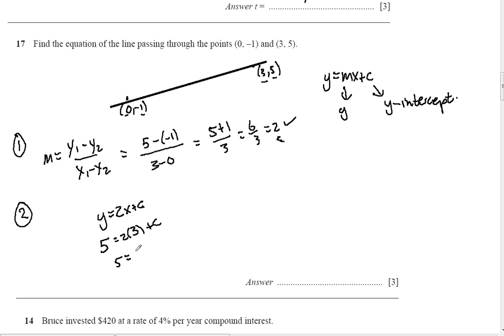So that's 5 = 6 + c. If we take the 6 to the left hand side, c will be equal to -1. So therefore our final equation is y = mx + c. We know m is 2, so 2x, plus c, which we know is -1. And that's our equation.